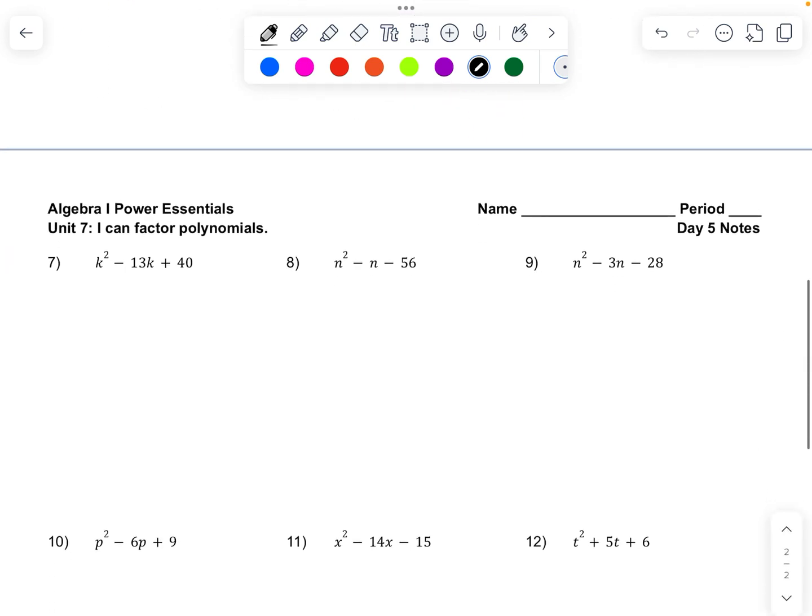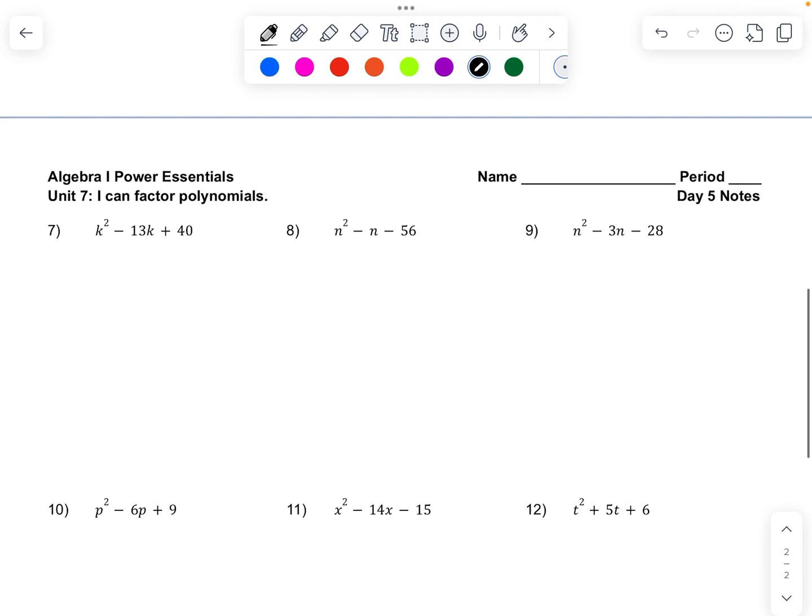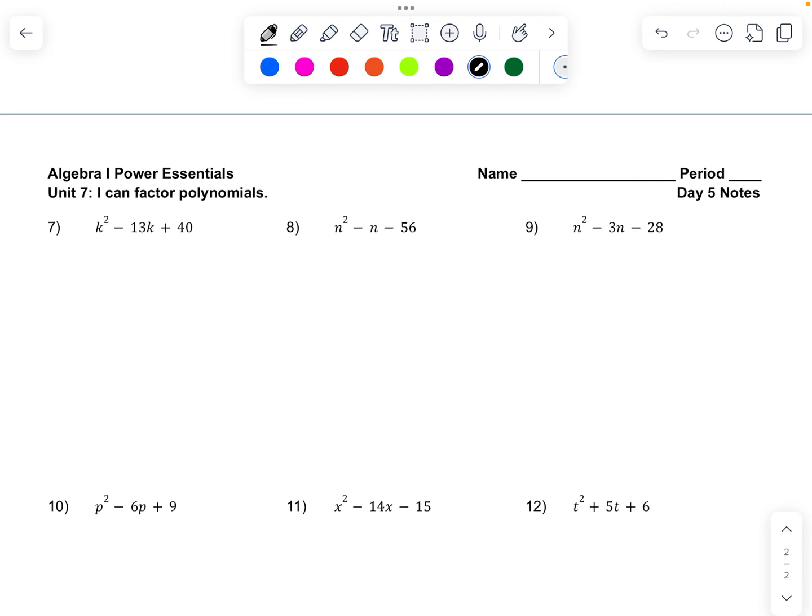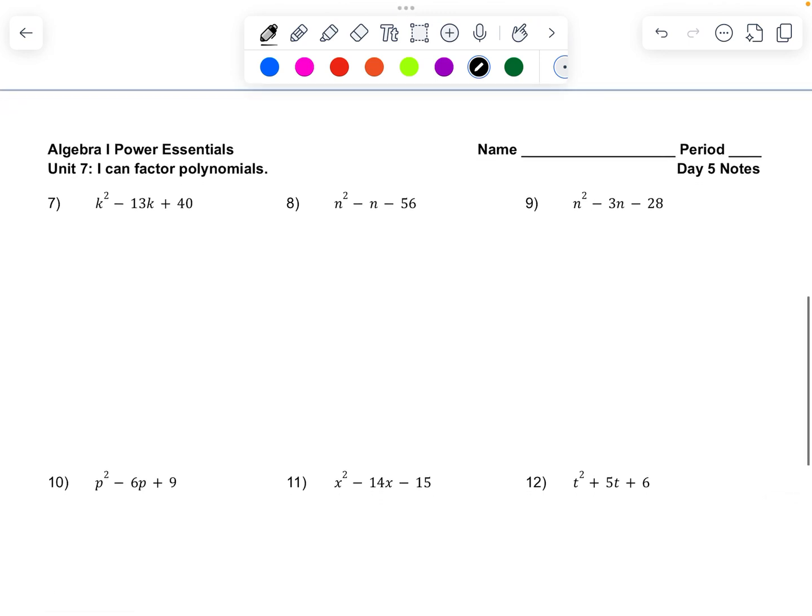We'll do one more in our notes here. Let's do number 8. Okay? So we're going to make our box. First term, top left. Last term, bottom right. Okay, we multiply here. Remember, it's a 1n squared, so you're taking 1 times negative 56, which is negative 56.